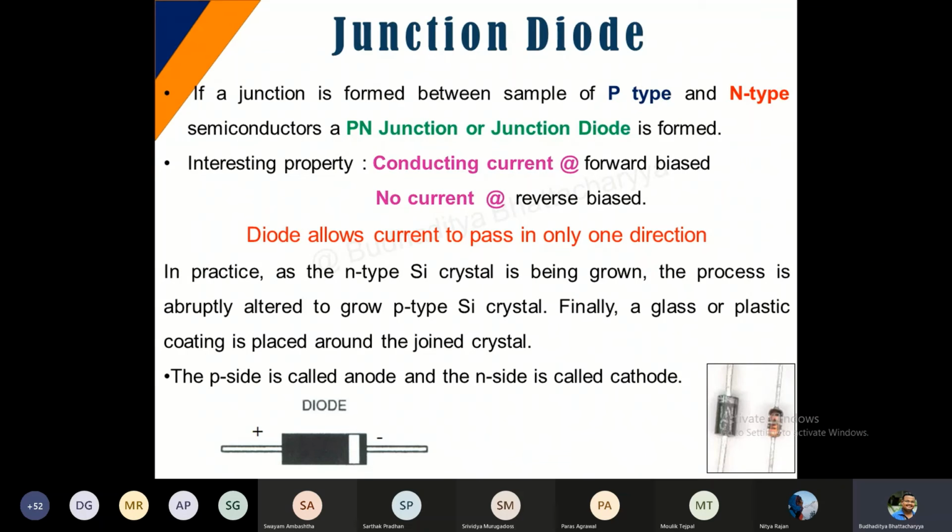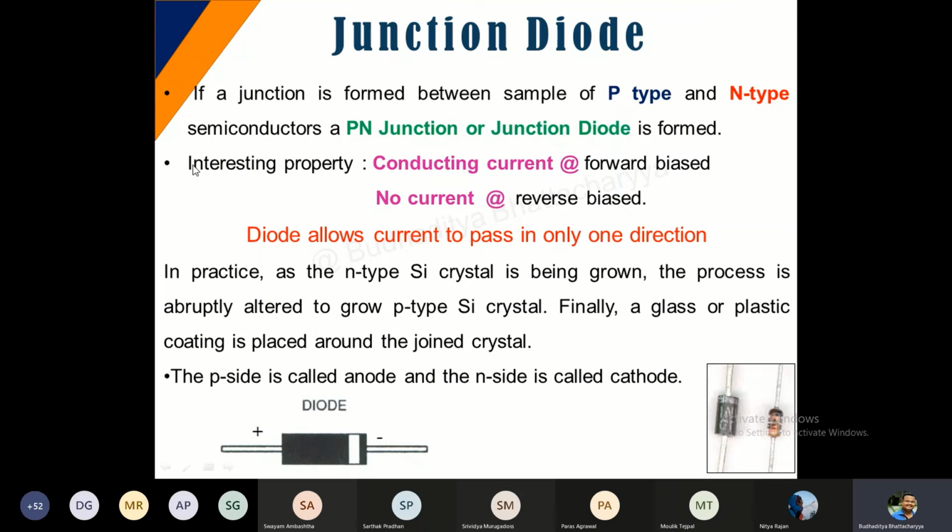Let us quickly dive into what will happen when we sandwich both the n-type and p-type together, because now we know what is the majority carrier, what are the flows in individual extrinsic semiconductors, which element is the majority, which one is the minority. Those things we have discussed. So now what will happen if I club together both?